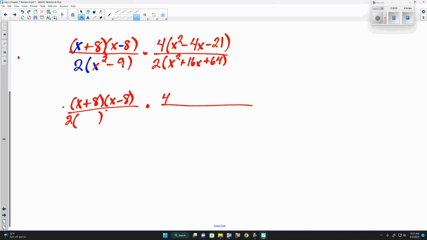I'd say the next easiest one to factor is our x squared minus 9, yes? X squared minus 9 is a difference of perfect squares. X squared is x and x. The factors of 9 are 3 and 3. So we have x plus 3 and x minus 3.